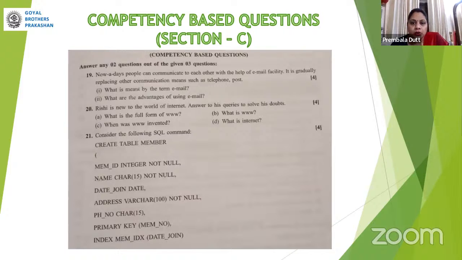Then there will be two questions on the basis of web applications. And one question they definitely have to attempt, because among these three questions they have to attempt only two. So one question will be from the web application for sure.